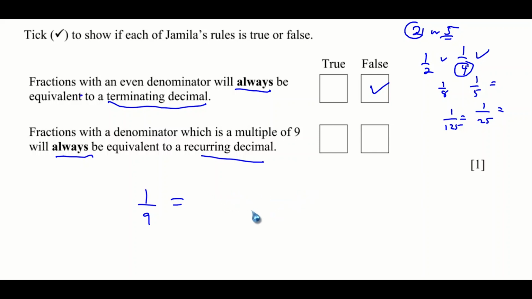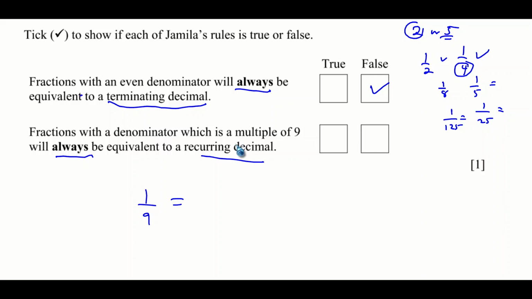And anything where the prime factor contains 3, or you have a multiple of 9, it will always give you a recurring decimal number. Now, but it has an exception. This only works for proper fractions. When you have proper fractions, it works very well.